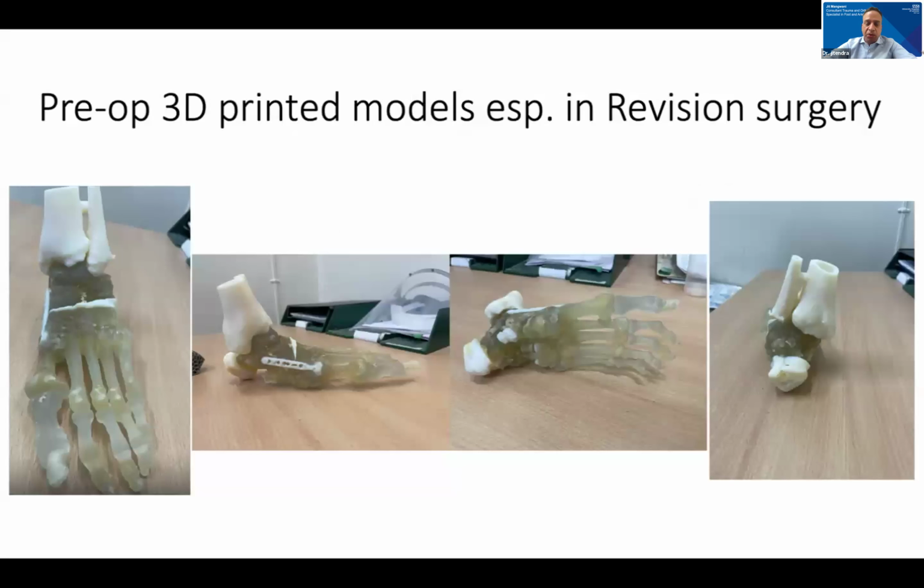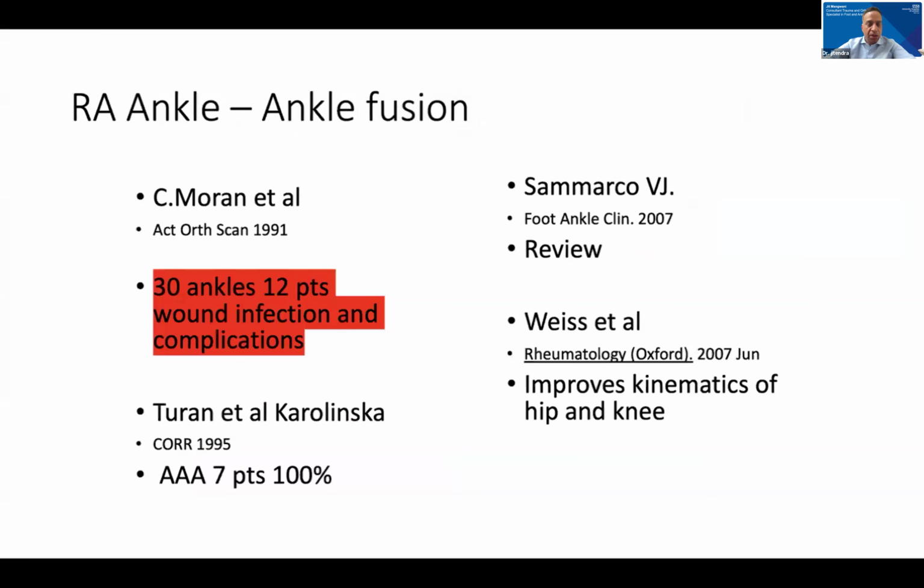Use 3D printed models. I do quite a few of them. We have 3D printed models in our hospital. When you're doing revision surgery in this cohort of patients, definitely think of having a model beforehand. Do your osteotomies on that and see what correction you can achieve. You can also do PSI, patient-specific instrumentation, for certain osteotomies in this age group. It's important to think about fusion of the ankle joint.